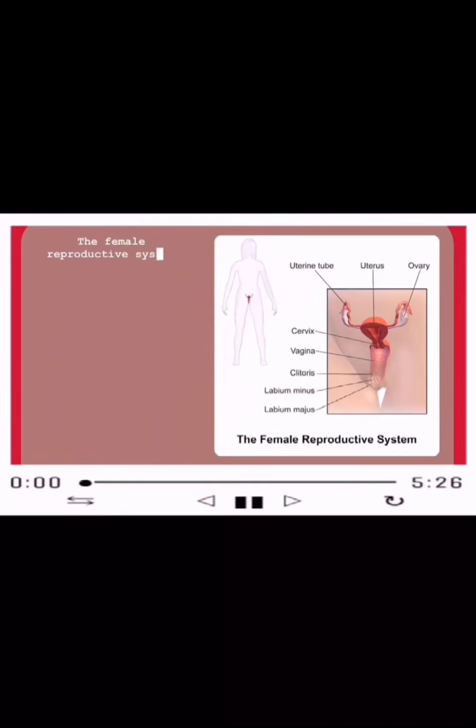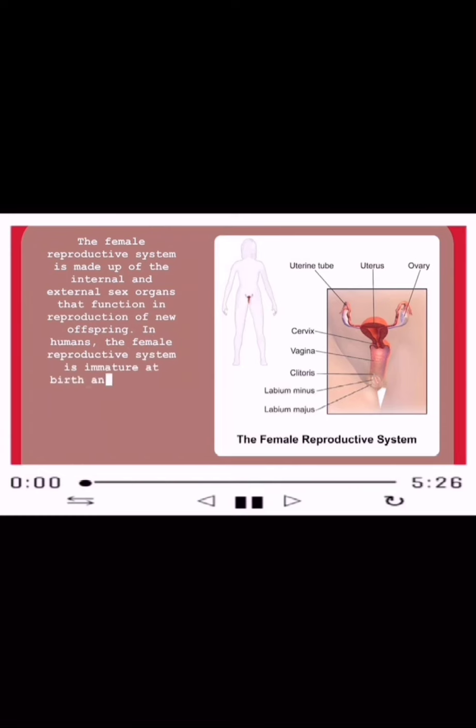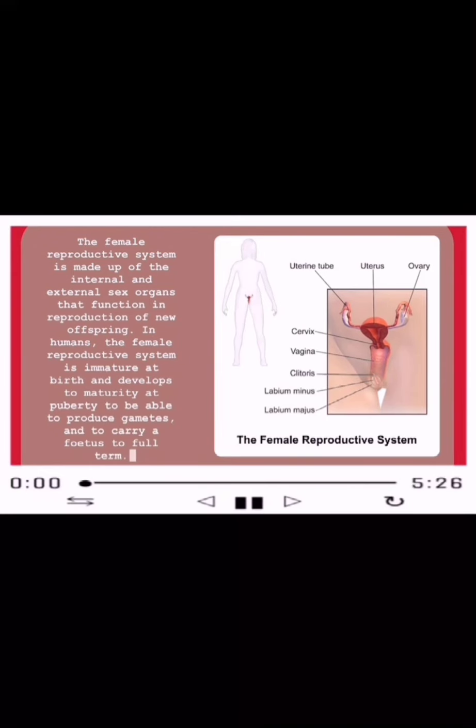What is the female reproductive system? The female reproductive system is made up of the internal and external sex organs that function in the reproduction of new offspring. In humans, the female reproductive system is immature at birth and develops to maturity at puberty to be able to produce gametes and to carry a fetus to full term.